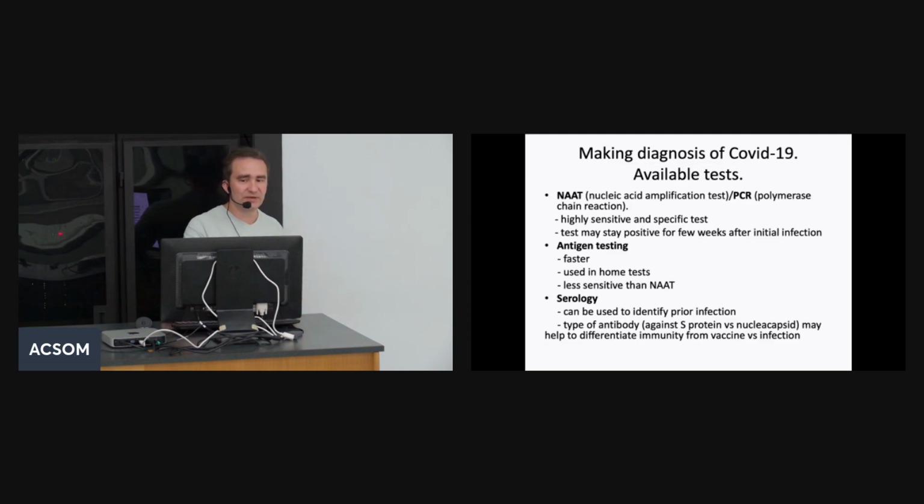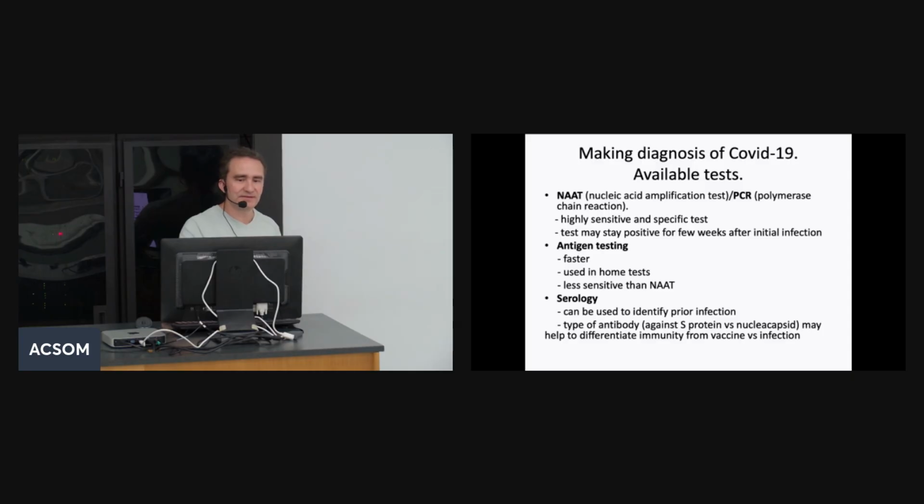It may stay positive for weeks after the initial infection, because even a residual amount of virus, when people are not infected and not infectious anymore, they cannot infect, but they still remain positive. That's why we don't really repeat the test.